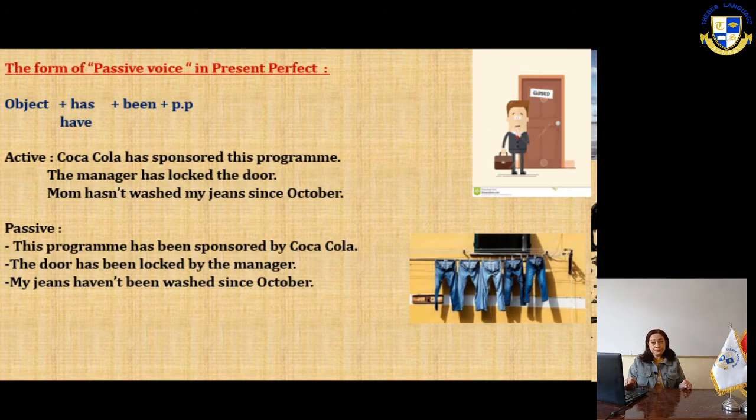Slide 8, moving to another tense, the present perfect. So we have to begin with the object, has or have, plus been, plus past participle. For example, when I say the manager has locked the door, the manager is the subject, has locked is the verb, the door is the object. So let's say that the door is the object and we have to begin with it: the door has been locked by the manager. Why has, not have? Because the door here is singular, so I have to choose has.